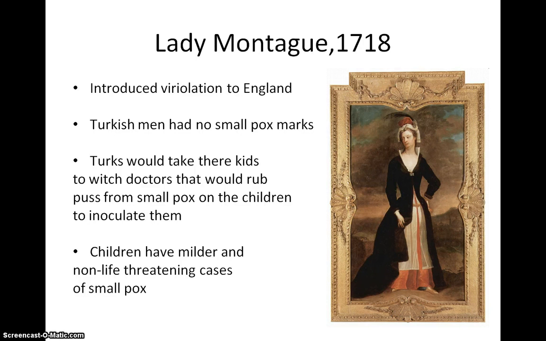She found out that the Turkish people would take their children to witch doctors, and the witch doctors would take pus from smallpox and rub it on the children. Essentially what this would do was inoculate them. They would get smallpox as children, which is fairly mild, non-life-threatening, and it wouldn't leave these giant pock marks that it did in other people or older people that got the disease and survived. So she discovered what is called variolation, or inoculating someone in order to give them an infection.